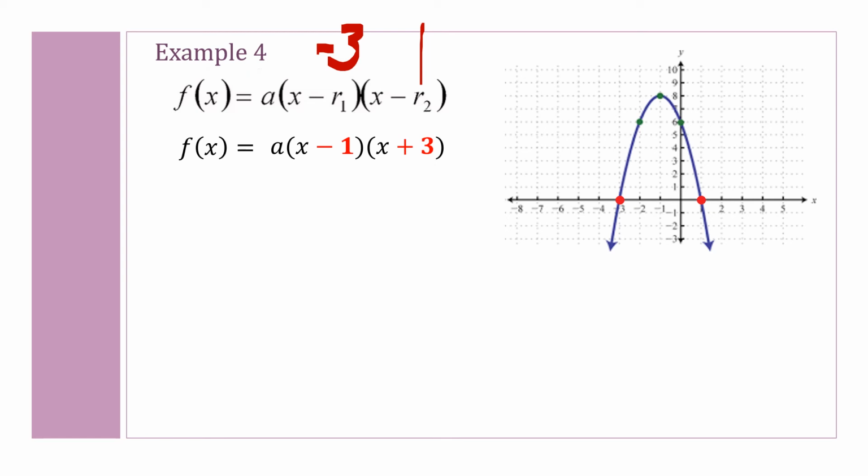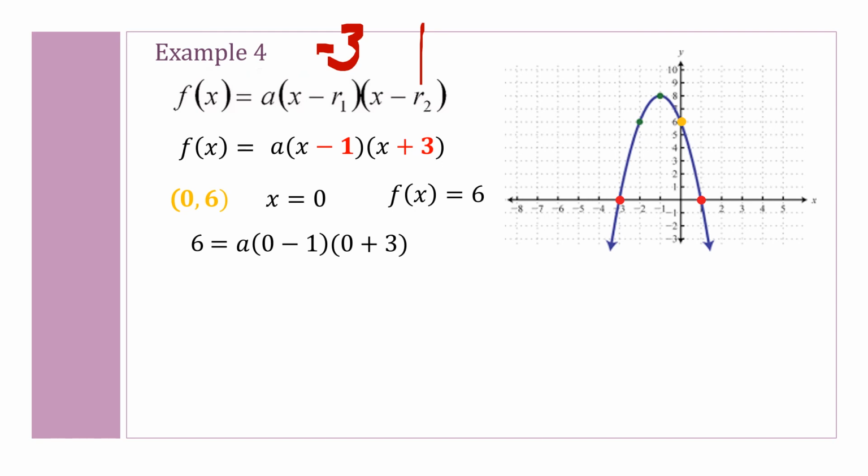Now we need to find a. Remember, a has to be a negative number. So we can use either of the points that are on the graph, and you want to make sure that you use the easiest one. In this case, the graph is intersecting the y-axis at 6. So we're going to use 0, 6 as our point on the graph, where x is 0 and f of x is 6.